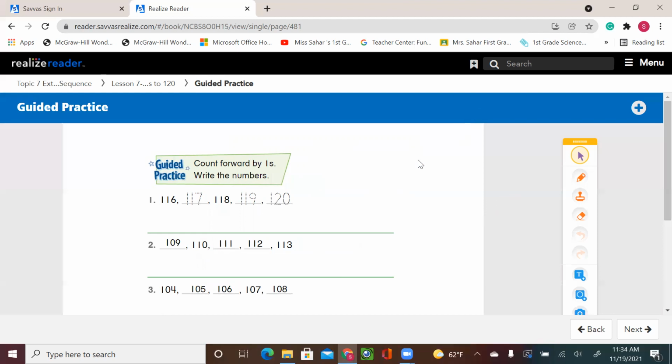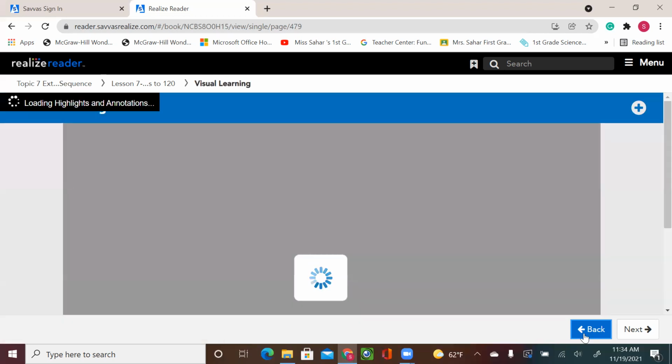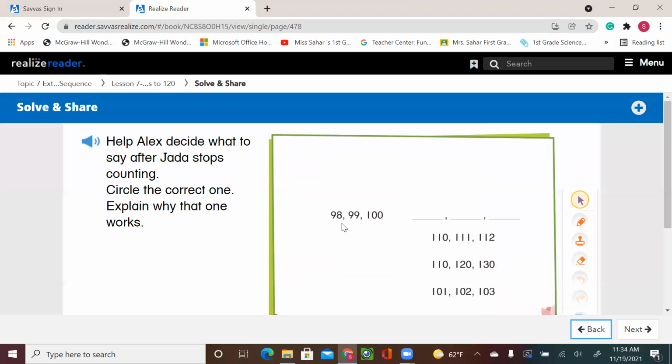So now I have 104, 105, 106, 107, 108. All right. Let's go for the first exercise that we have on page 289 and see how can we help Alex. Help Alex decide what to say after Jada stops counting.